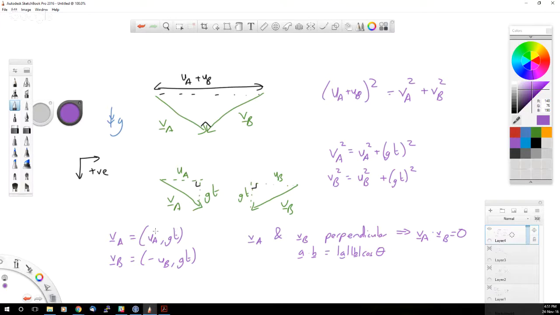And the other way of doing dot products is basically multiplying the respective x components together and adding that to the multiplication of the y components together. So VA dot VB equals UA times minus UB plus gt multiplied by gt, and that's equal to 0. Then you can put the numbers in and solve from there.